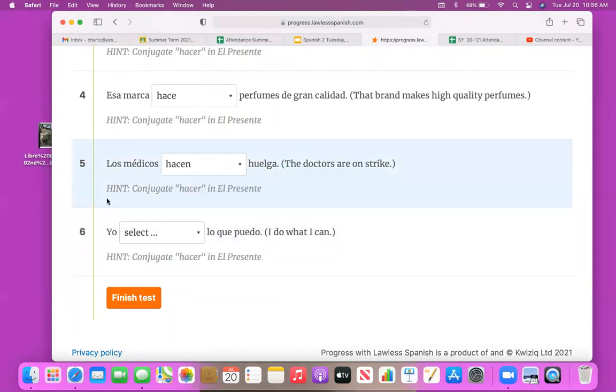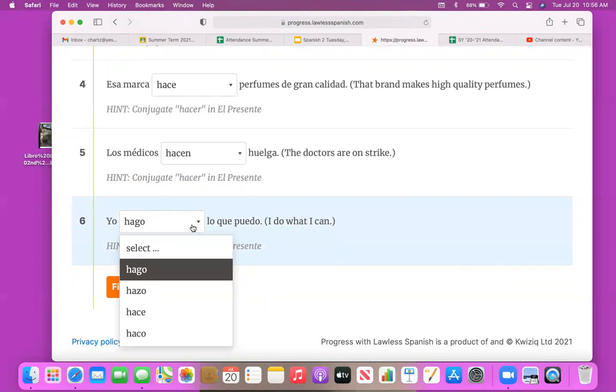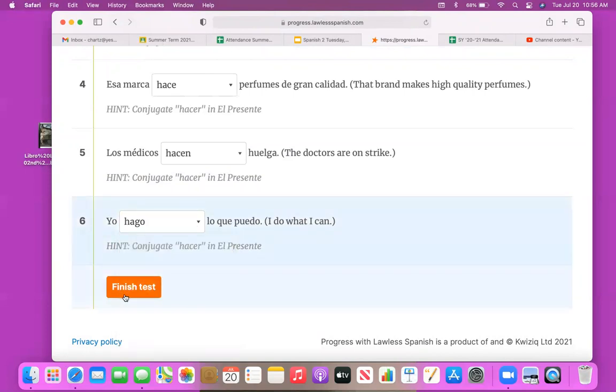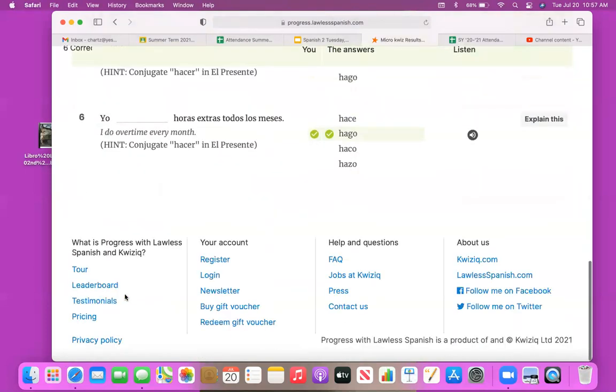Hacen. Yep. And then yo blank lo que puedo is I do what I can. Yo hago lo que puedo. Yep. And this azo here, that's like in the past tense, so I don't know why they put that in. Yay. Okay. So we were right.